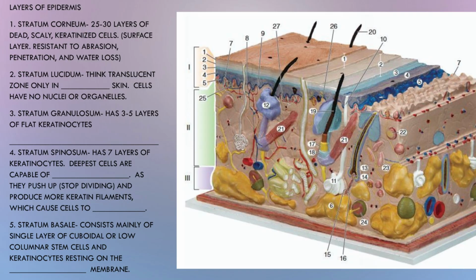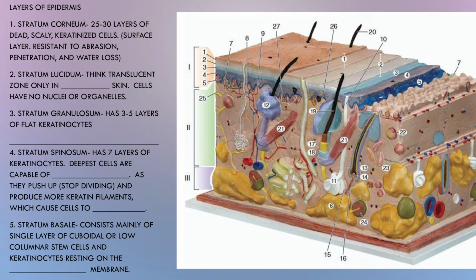Number 2 is stratum lucidum, also known as lucidum. This is a translucent layer. The important thing to remember about this layer is that it is only found in thick skin. So where do you find thick skin? It's the palms of the hands and the soles of the feet. The cells in this layer no longer have nuclei or organelles, and that makes sense because these cells are further away from the source of nutrients and they're basically in the process of dying. So if you see stratum lucidum, think thick skin, palms of the hands, soles of the feet.